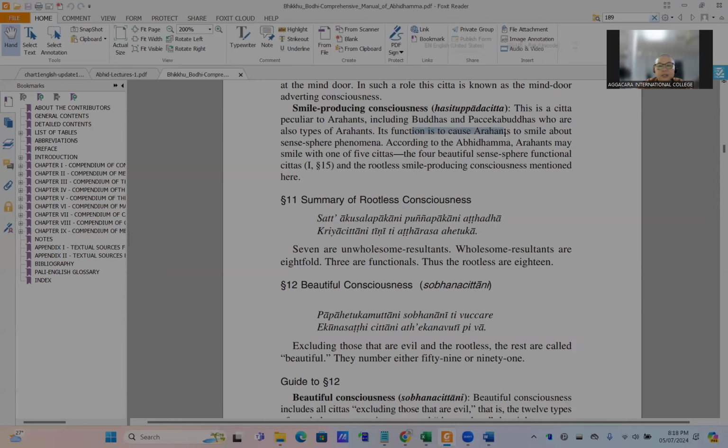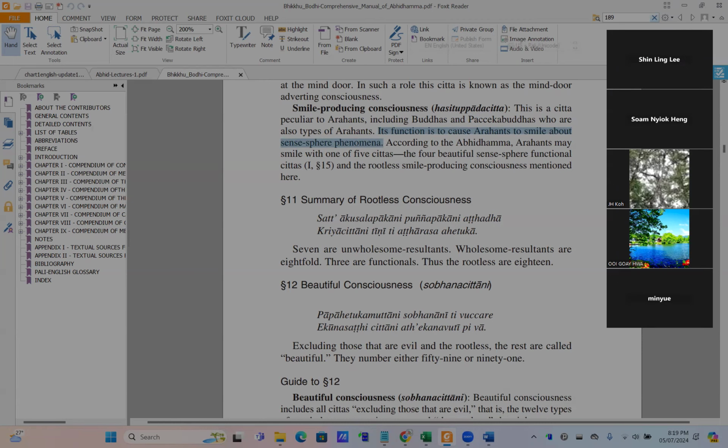It causes the Arahant to smile. That's the exact citta here. That's the function of this citta. So that means this is something like a vipaka sort of response, the first response. Yeah. It's not vipaka, but it just does a function by itself. This citta is just like the five-door and mind-door cittas. It just does its function and then it stops. Okay. You can read more in the handbook of Abhidhamma.